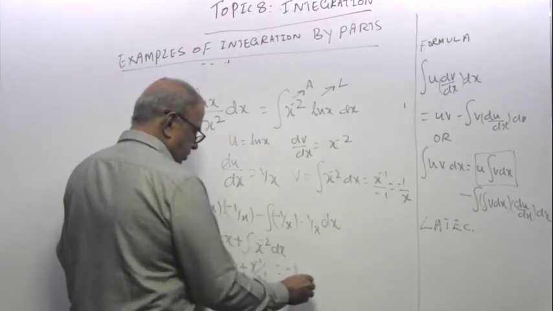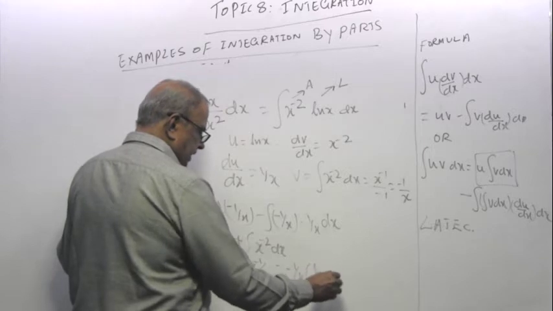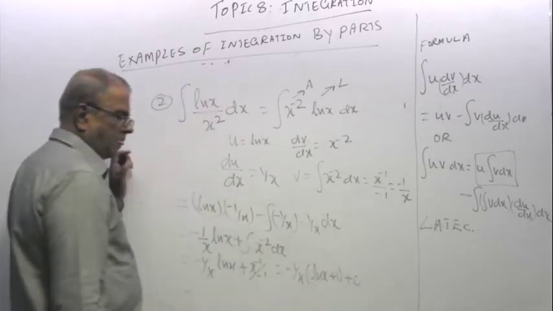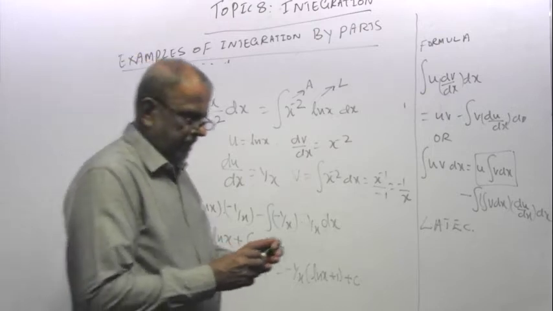I can remove minus 1 over x common factor. I get ln x plus 1 plus c. Alright? Very good.